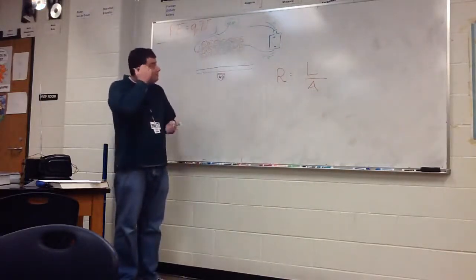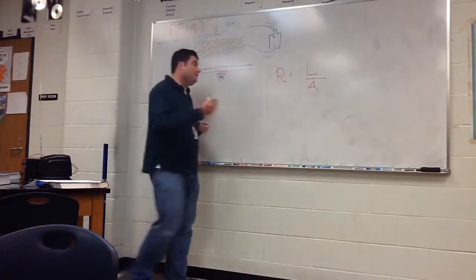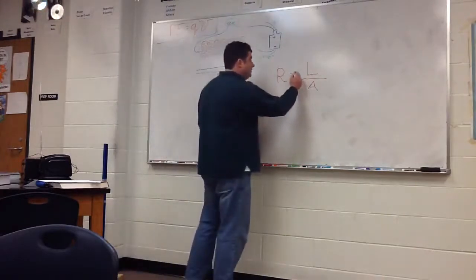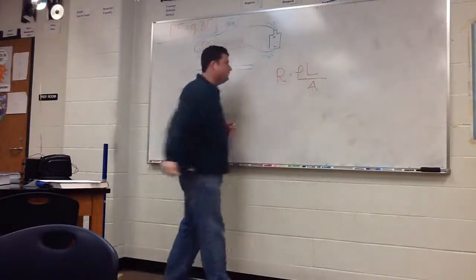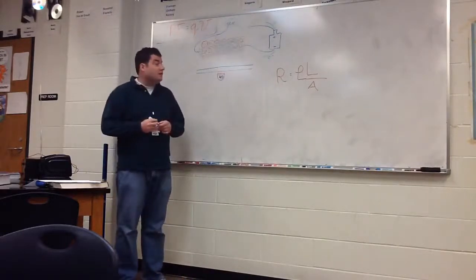And then lastly, what type of atom is it? We expect each material is going to behave slightly differently. So there's a factor we call resistivity. It gets the Greek letter rho. And that's just dependent on what material you've got. These three things together contribute how much resistance something has.